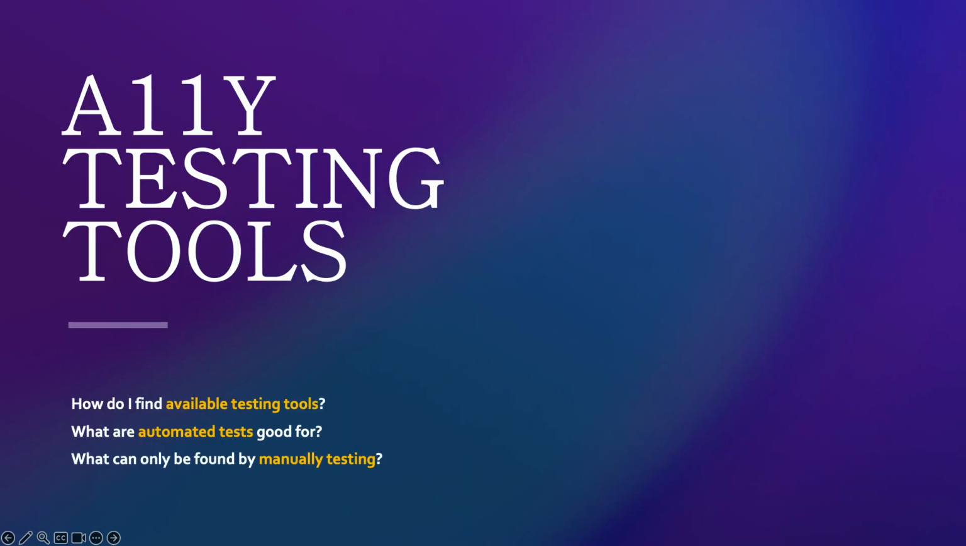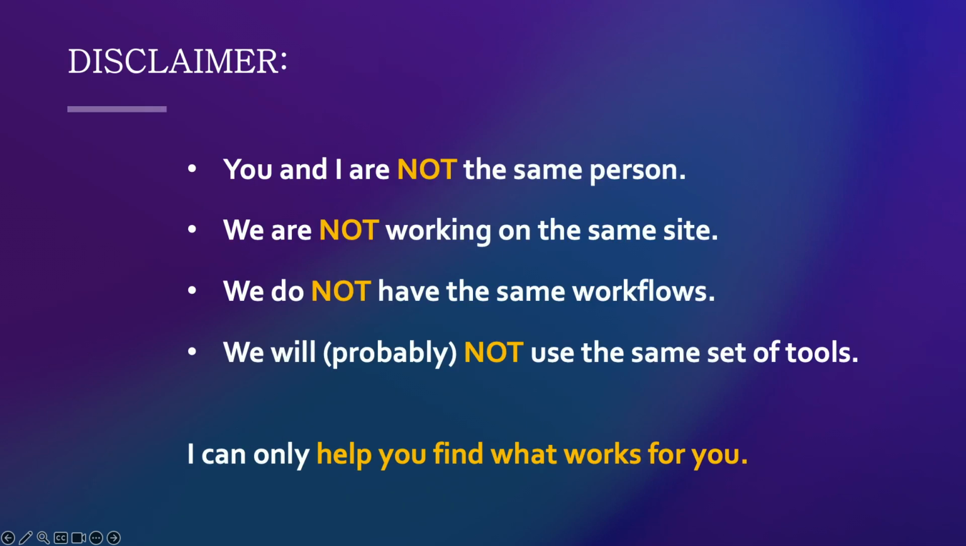All right, what kind of tools are we going to use? We're going to look at how we find available tools. We're going to look at automated tools and what they're good for, and we're also going to talk about what can only be found by manual testing. So this is my disclaimer. You and I are not the same person. We're not working on the same site. We do not have the same workflows, so we're probably not going to use the same set of tools. My purpose here today is to help you find what's going to work for you.